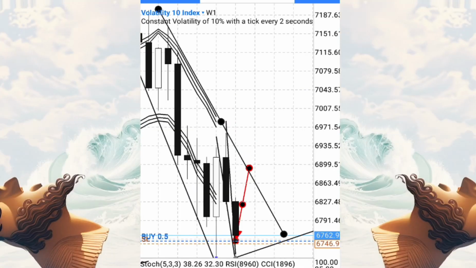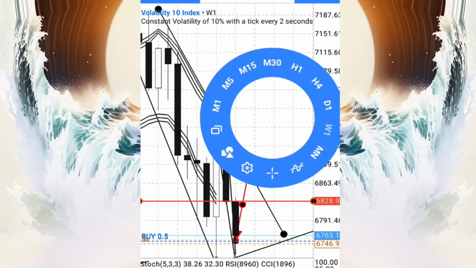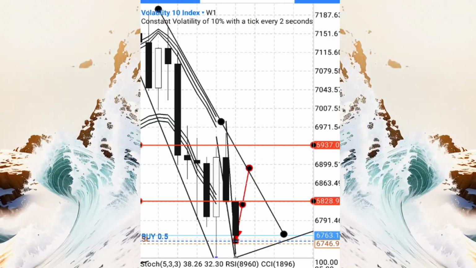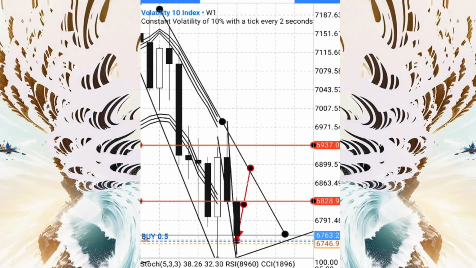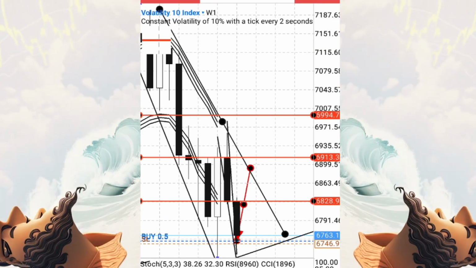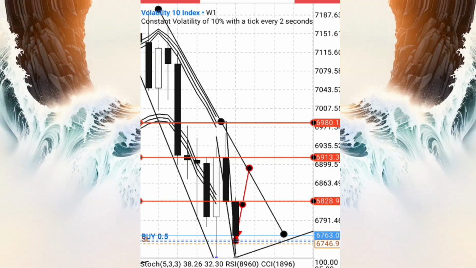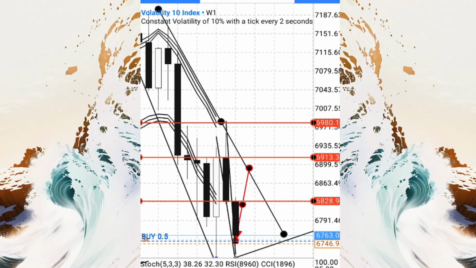So pick your key levels. This is our TP1. This is our TP2 here, and this is our TP3. These are our take profit levels, where we're going to take our profit.